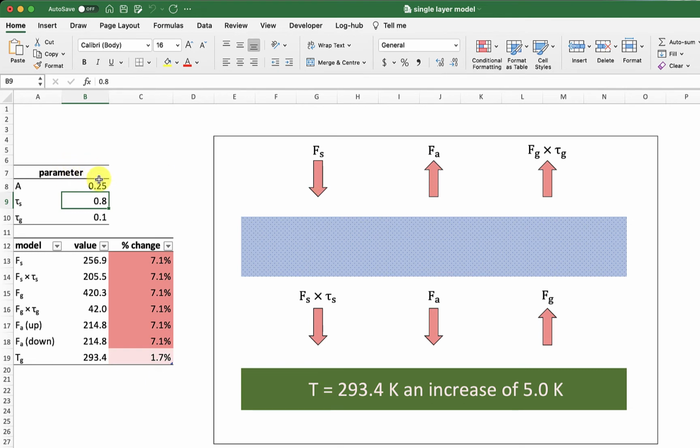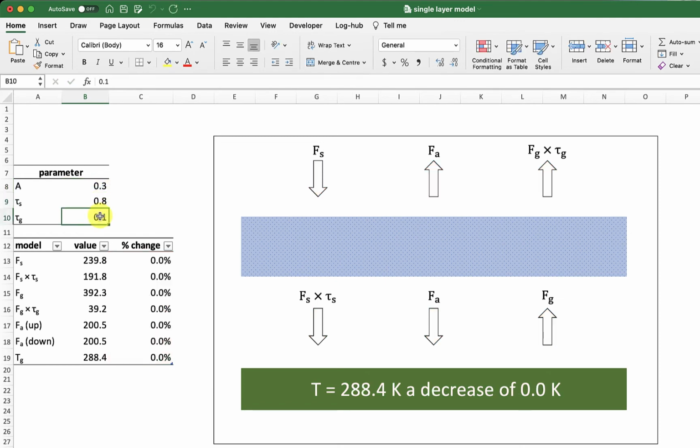Okay, what would we expect? Well, such a change would happen if, for instance, we decrease the amount of carbon dioxide in the atmosphere, and I think we would expect the temperature of the Earth's surface to decrease. So let's do that. First, we'll change the albedo back to its default value, and then we can increase tau G to 0.15 from 0.1. Indeed, we now do see a drop in the Earth's surface temperature.